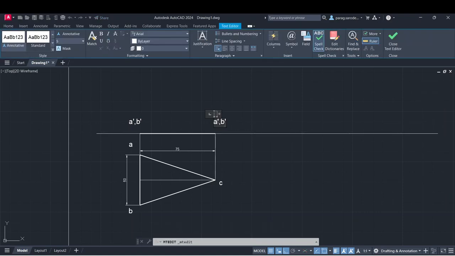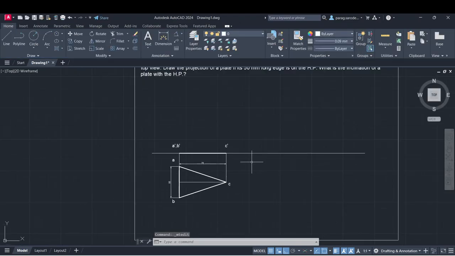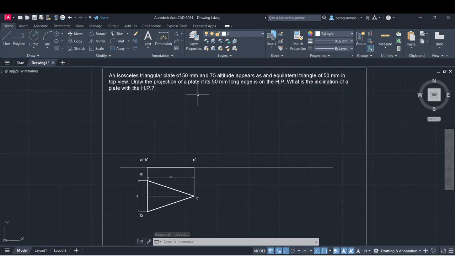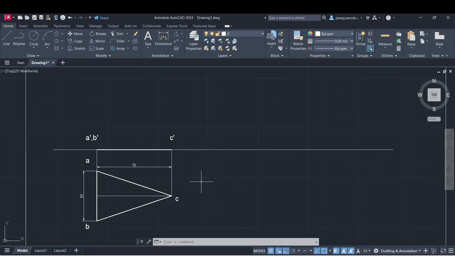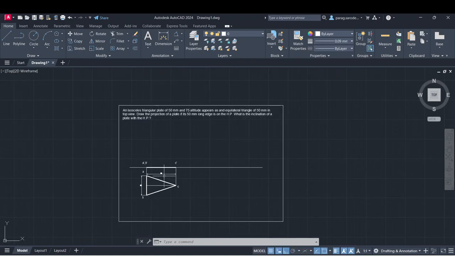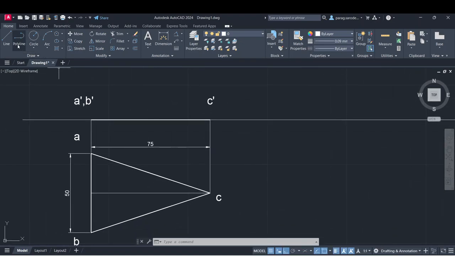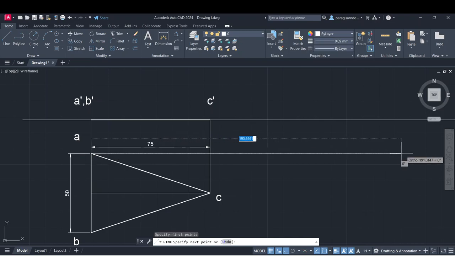Yes or no? Yes, sir. Now, what is mentioned? It is mentioned that we draw the projections of the plate if the 50 mm edge is on the HP. So we see that it should still be on the HP while the apex needs to be made inclined in such a way that we see an equilateral triangle of side 50. For that, we will project this horizontally like this. We don't know what the length is, so we'll just project it.